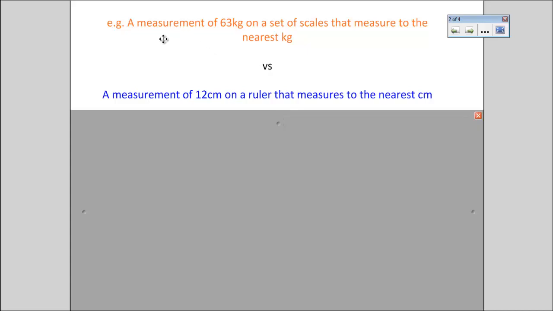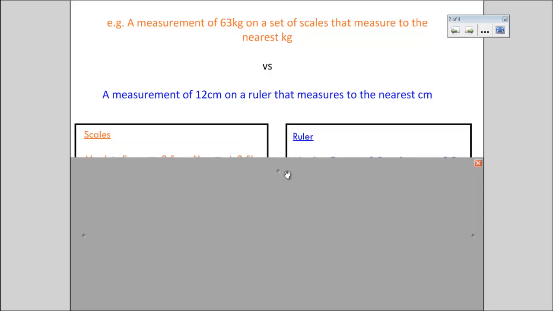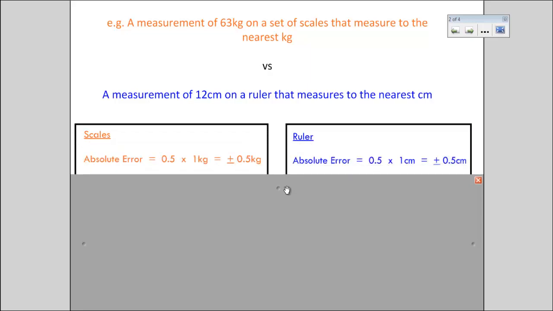Okay, so the first one, we've taken a measurement of 63 kilograms on a set of scales, and those scales measured to the nearest kilogram. The second one, we've got a measurement of 12 centimetres on a ruler, and that ruler measures to the nearest centimetre. Okay, so I've gone through the steps here of calculating the absolute error, so half of the smallest unit, and you can see that we get plus or minus 0.5 each time.